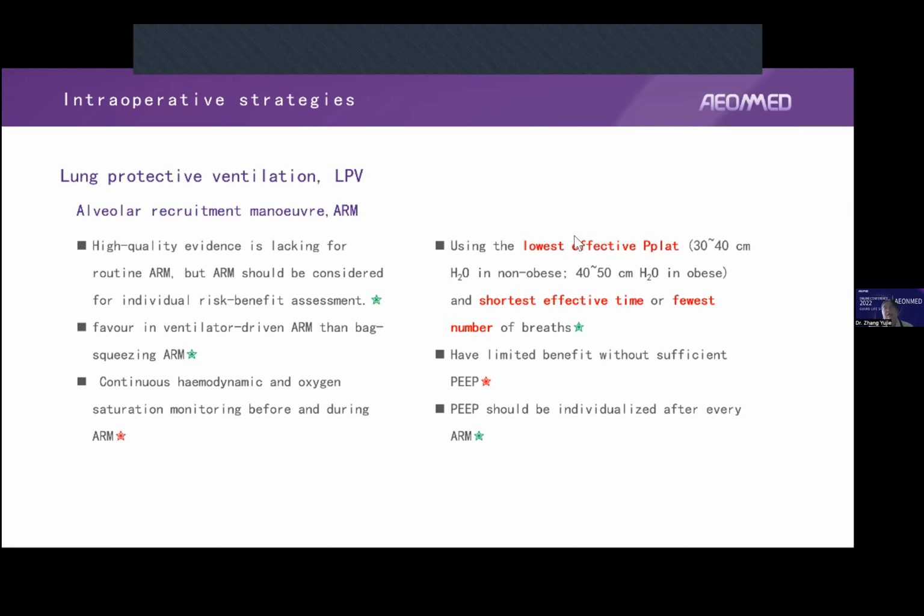Since ARM without PEEP has limited benefit, as revealed in multiple studies, PEEP is also necessary and should be individualized after every ARM. That means every time we perform a recruitment maneuver, we need to adjust PEEP again.